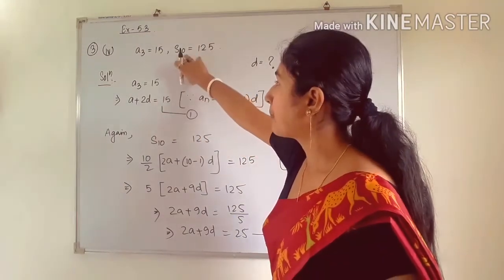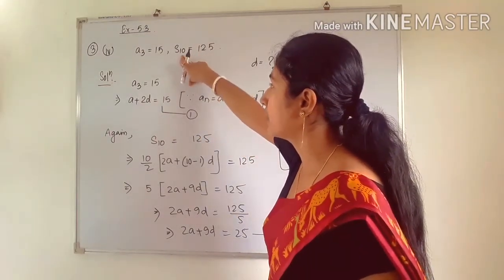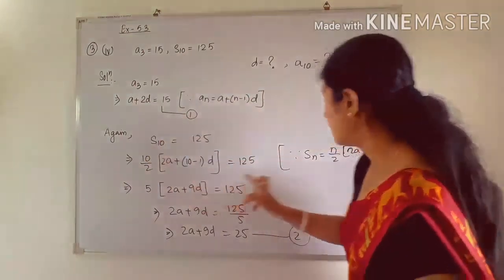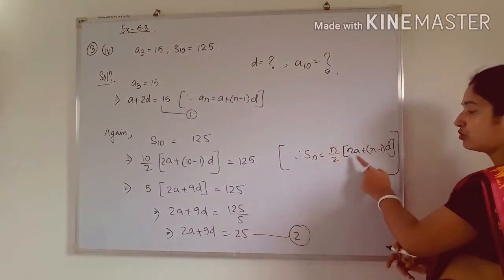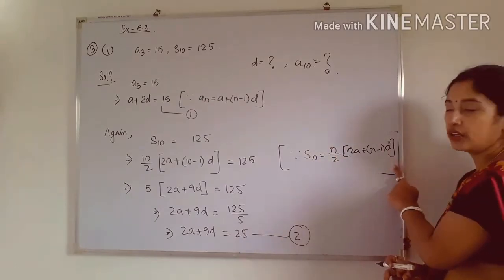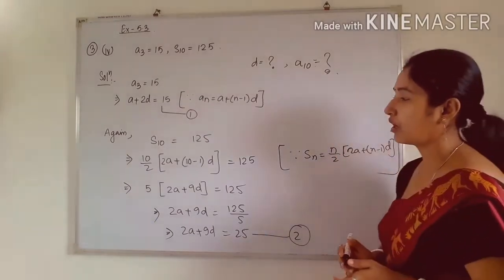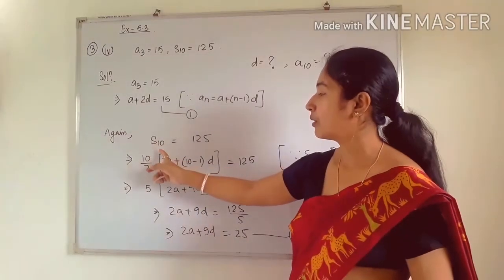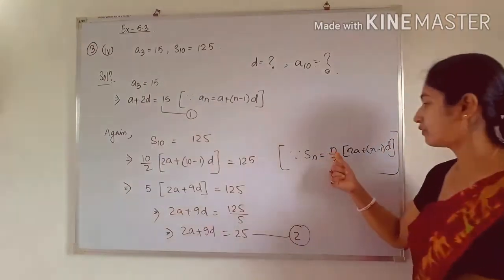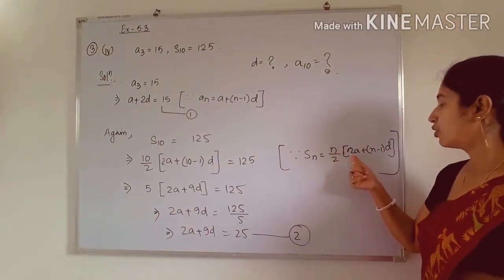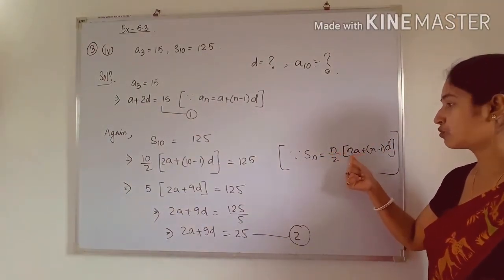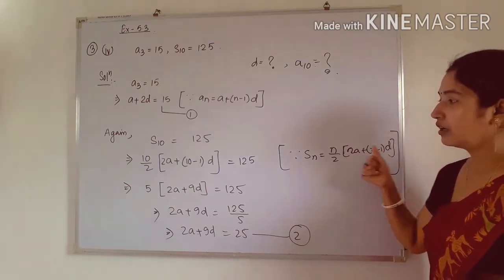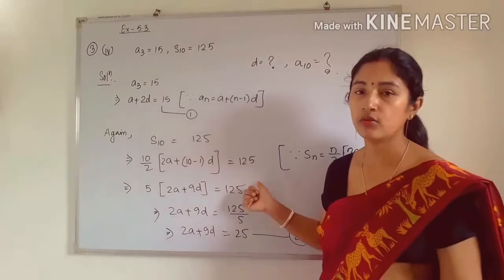Similarly, we apply the formula of S10. What is the formula? We know that Sn is equal to n by 2 into twice A plus n minus 1 into D. So S10 will be 10 by 2, in place of n we write 10, into twice A, we don't know the value of A, plus 10 minus 1 into D is equal to 125.